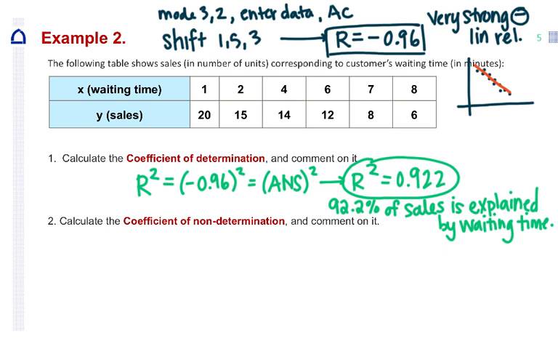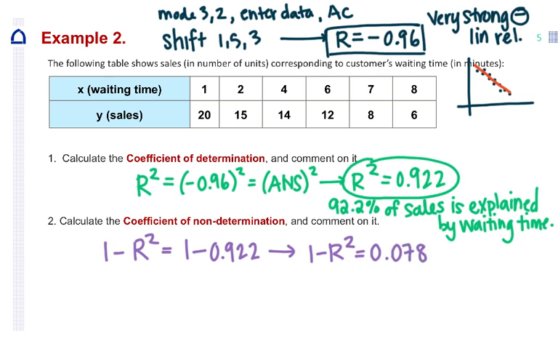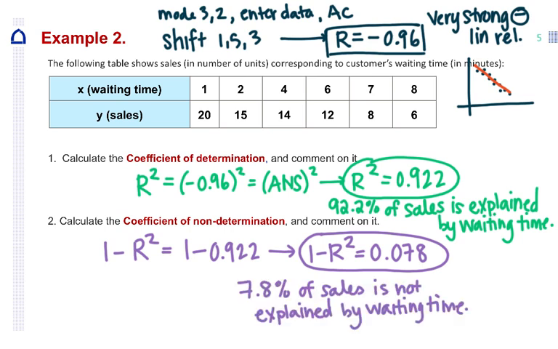Okay, and now to find the coefficient of non-determination, that's 1 minus r squared. So it's 1 minus 0.922. So we will get that the coefficient of non-determination is 0.078. That's the coefficient of non-determination. If we wanted to comment on it, we want to turn this into a sentence. We would say 7.8% of the sales is not explained by the waiting time.